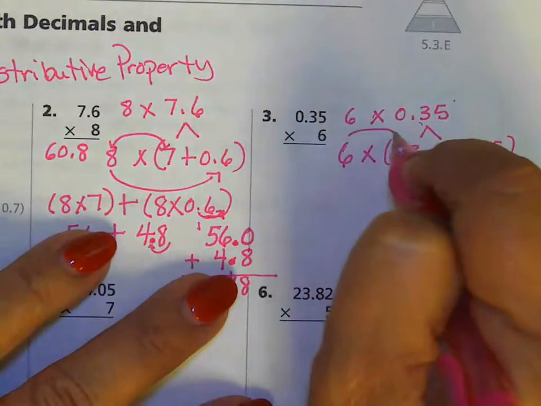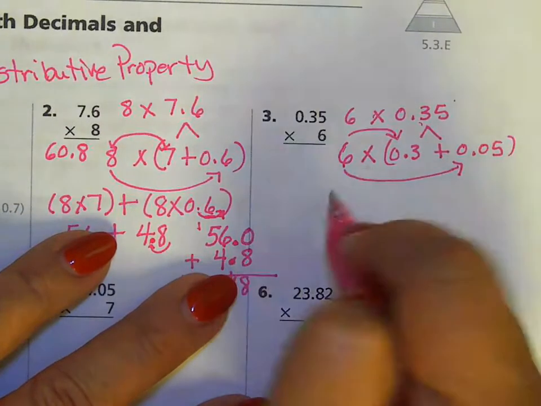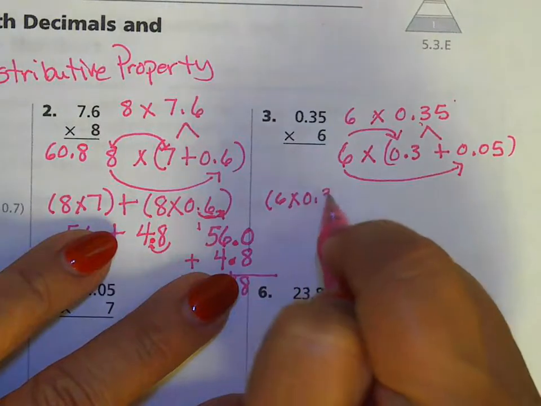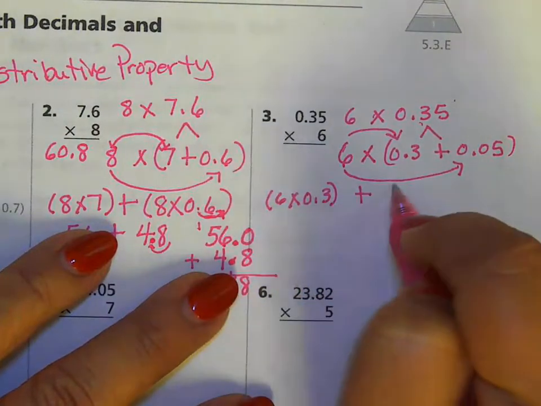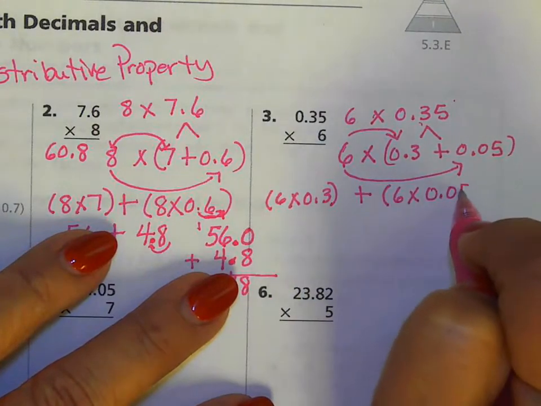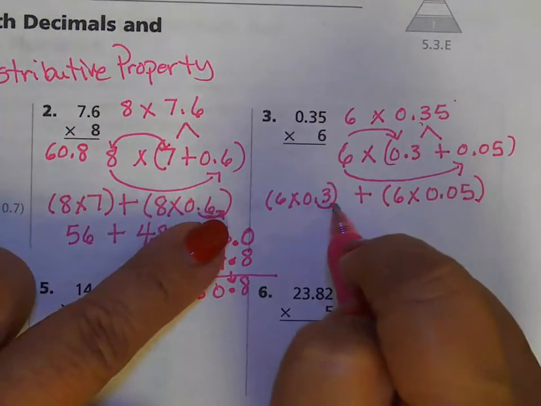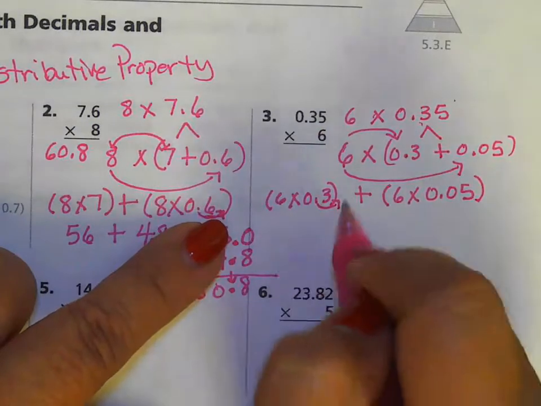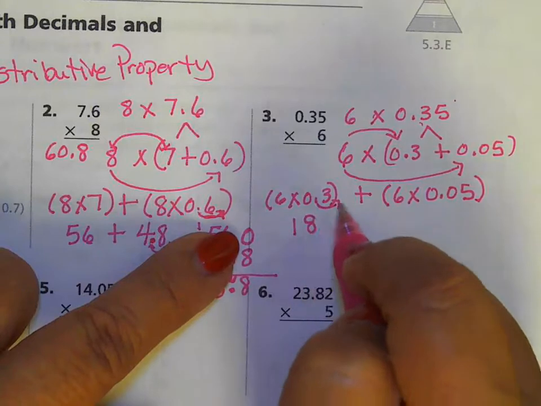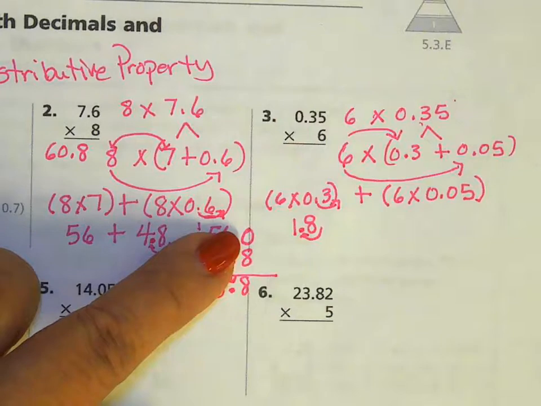Now I'm going to distribute. Just put those together. So I have 6 times 3/10 plus 6 times 5 hundredths. And now I'm going to multiply. Got to think of it as moving the decimal out one spot or one decimal place. So 6 times 3 equals 18. I got to move it in only one time. So it's going to be right here. So I have 1 8/10.